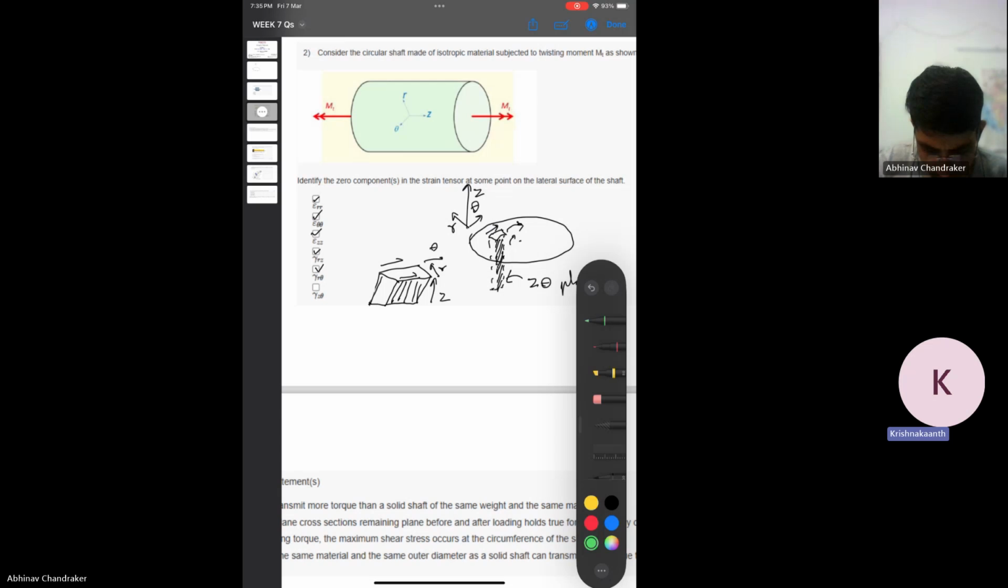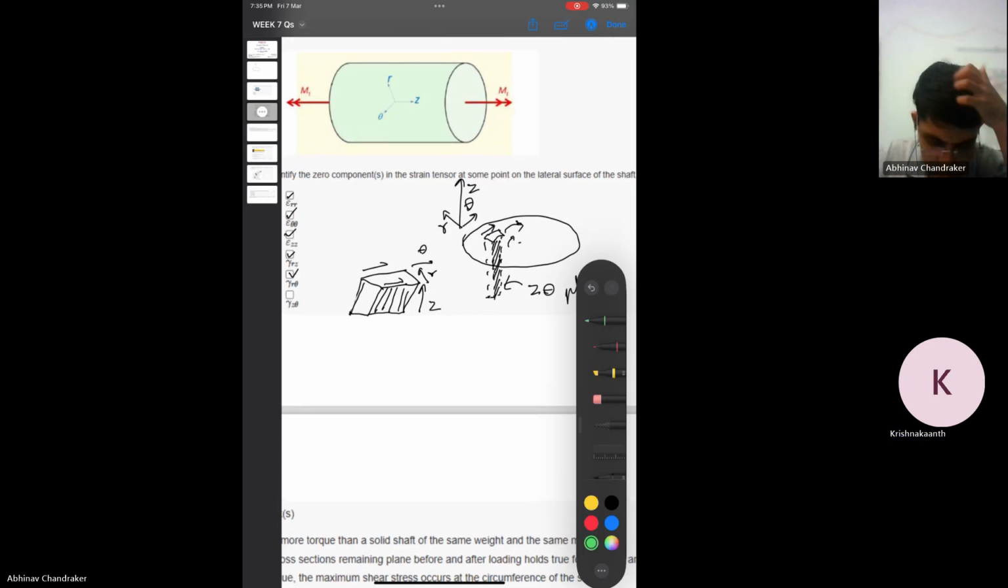Anti-clockwise. Yes. So maybe another way to see this is... Sir, actually, other than the RZ plane, the deformation will not be visible from any other plane, right? So if we draw a line also, we will be getting to know that.